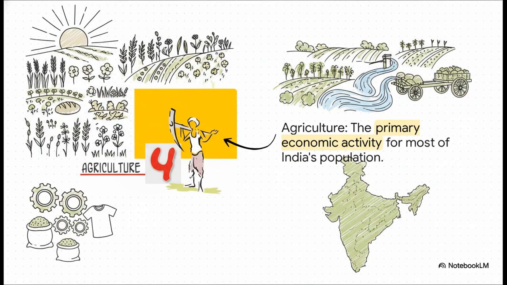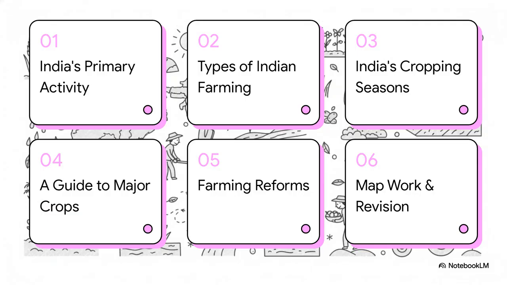So, first things first. Why is this chapter so important? Well, it's because agriculture is what we call a primary economic activity. You can think of it as the very foundation of our country's economy. I mean, it's not just about the food we eat, right? It's also where we get the raw materials for so many big industries, like cotton for our clothes or sugarcane for sugar.